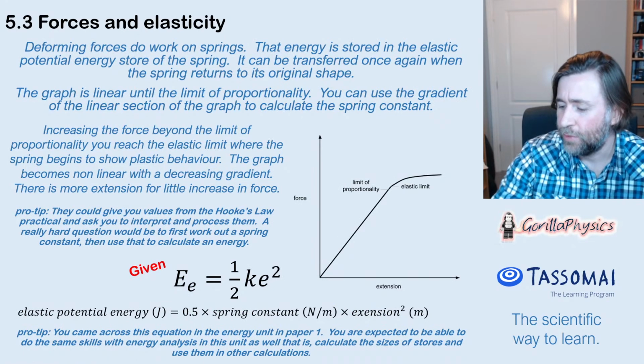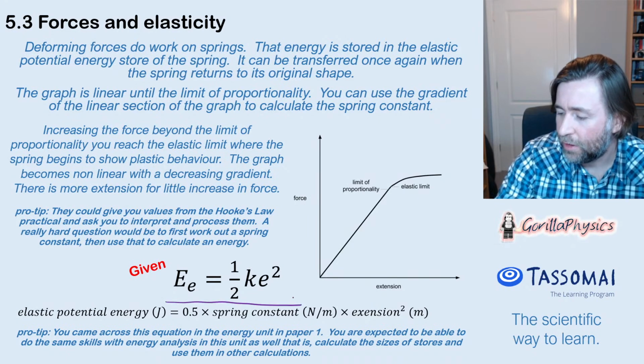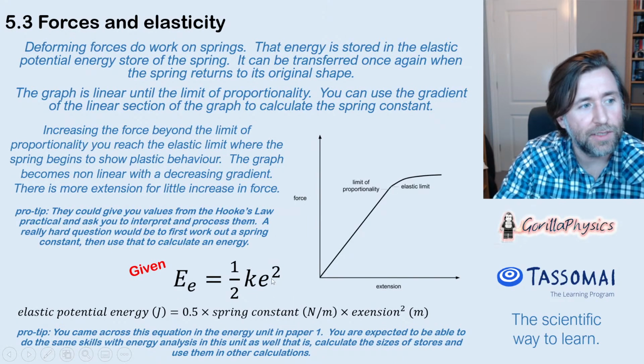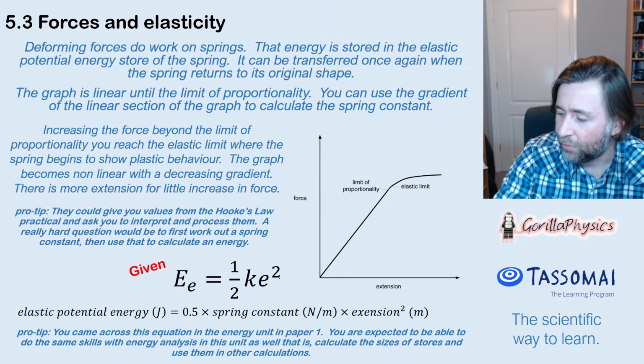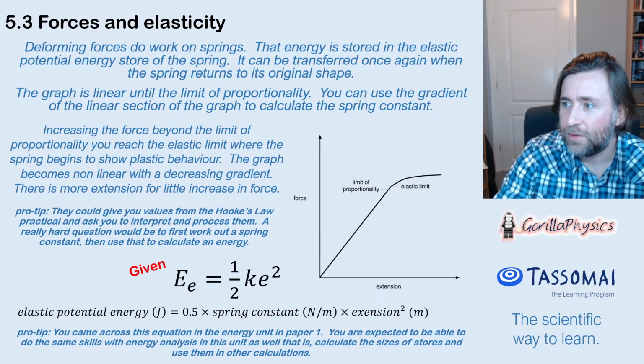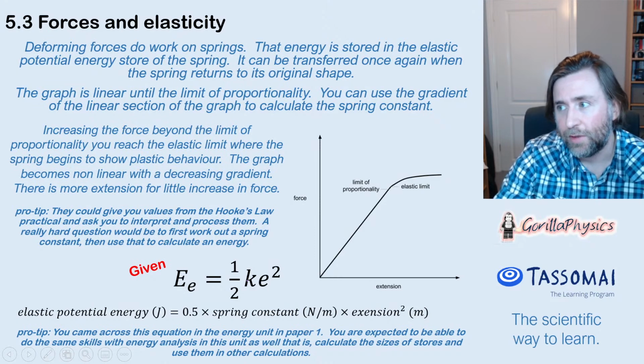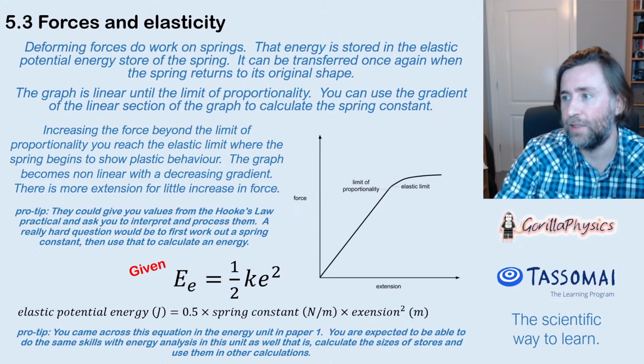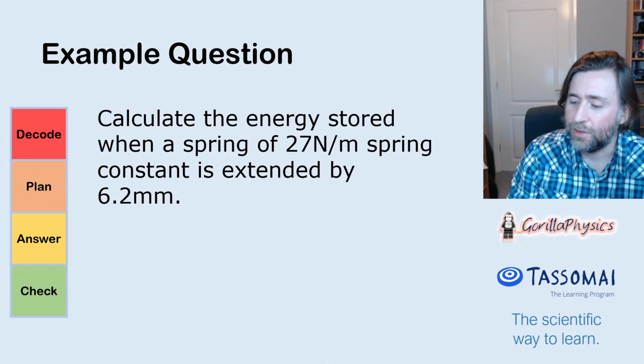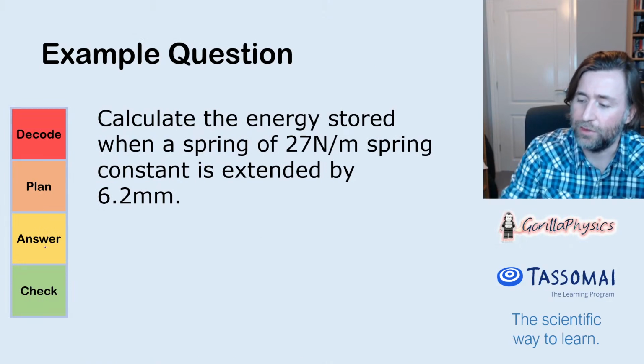Then there's this equation, which is the elastic potential energy, which is a half times the spring constant times the extension squared. And be really careful with this one, because loads of people forget to square that at the end there. And it is just the extension squared, but you're not going to make that error if you go ahead and do it in this way that I'm recommending, which is that you decode, plan, answer, and check.